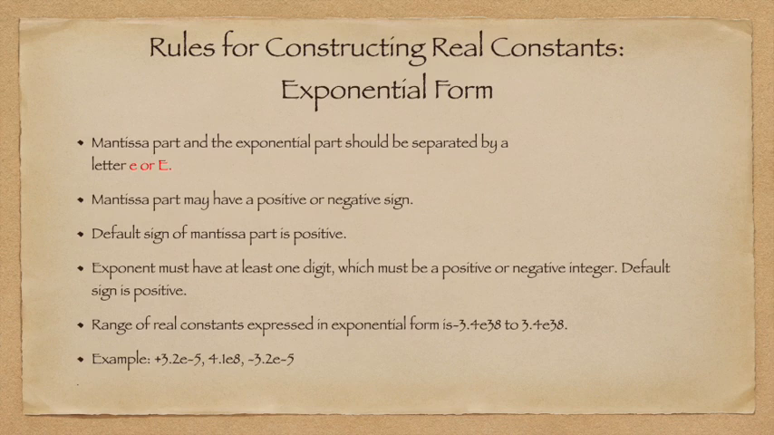The range of a real constant expressed in exponential form is from minus 3.4 e38 to 3.4 e38. Examples of constants of this form are plus 3.2 e minus 5, 4.1 e8, minus 3.2 e minus 5, etc.